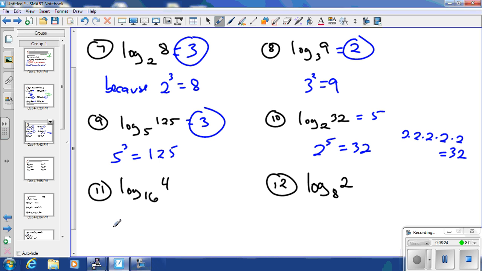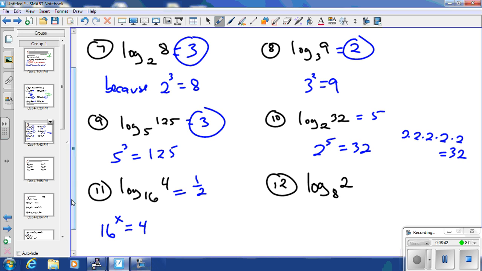This one here, a little bit differently. I got 16 to some power is going to equal 4. How could that be possible? How can a number be raised to a power and make it smaller? It'll happen when you have a fractional exponent.